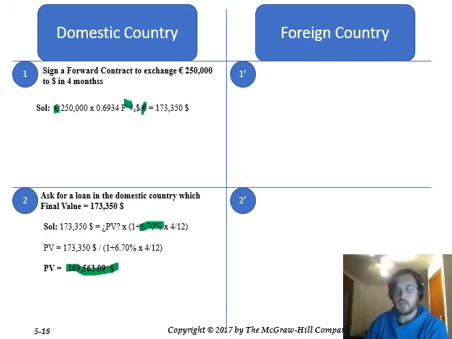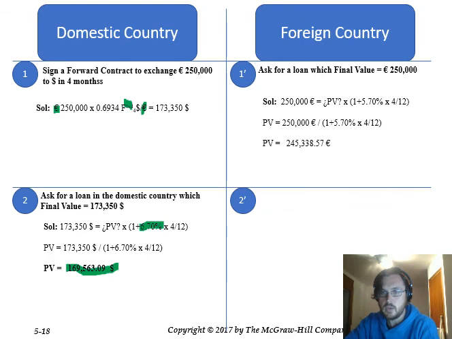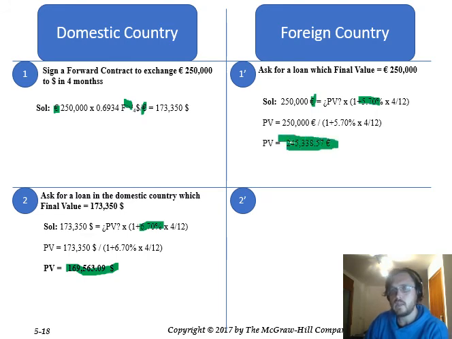Let's go for the foreign country. Remember, we know how much money we're getting in the foreign currency, so let's ask for a loan whose final value is the amount of money that we are getting in the future. So 250,000, sorry, euros. So we do the numbers. Now it's 5.70%, the interest rate for just 4 months. So we get this much in euros.